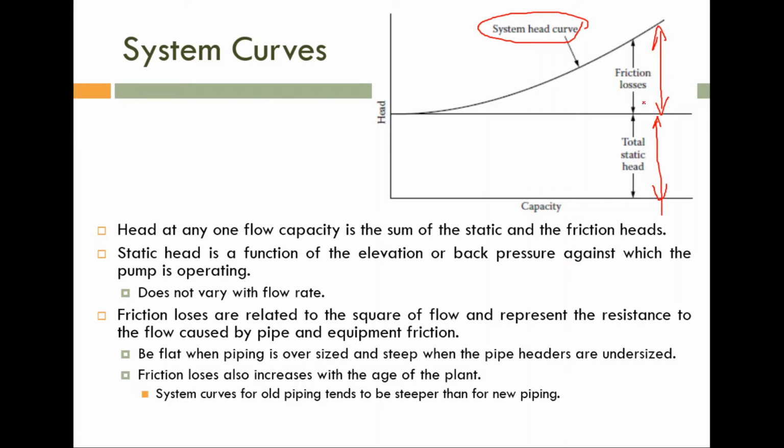So please note, this friction loss depends upon a number of factors. The main factor is the friction between the fluid and the surface of the pipeline. Second, it depends upon the bends and the dimensions. If we are changing the pipeline diameter, the point at which it is changing, all this will change the system head curve. Please note that. Okay, it also depends upon one more factor.